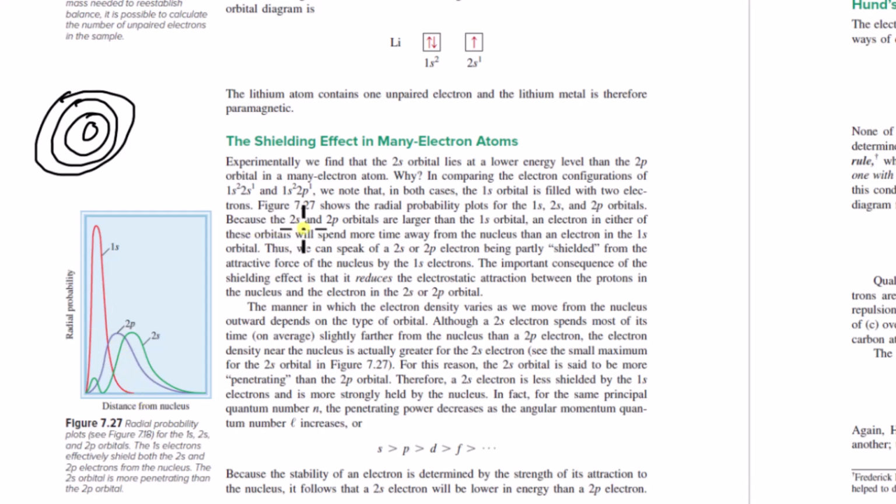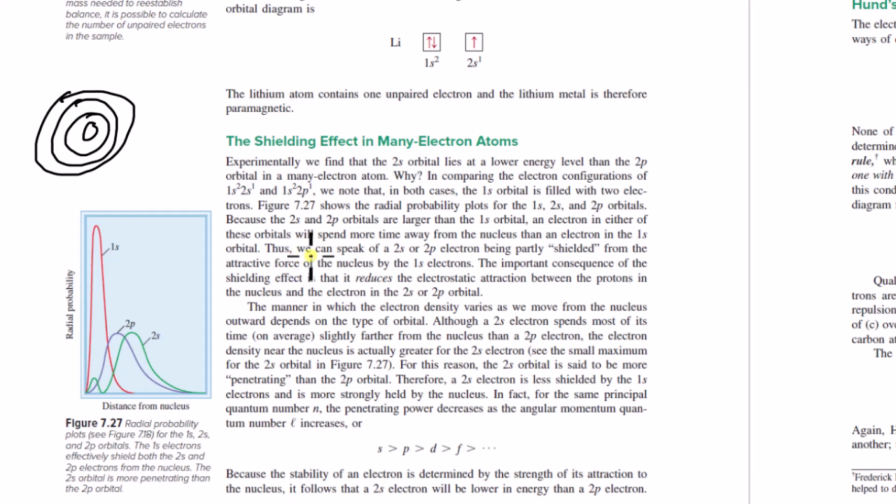Okay, because the 2s and 2p orbitals are larger than the 1s orbital, an electron in either of these orbitals will spend more time away from the nucleus than an electron in the 1s orbital. Yeah, so if the principal quantum number is larger, then the peak of this curve will be farther to the right every time, right? You see how the peak and the whole curve is shifted to the right. That will always be the case if the principal quantum number is higher, which means that the orbital is larger.